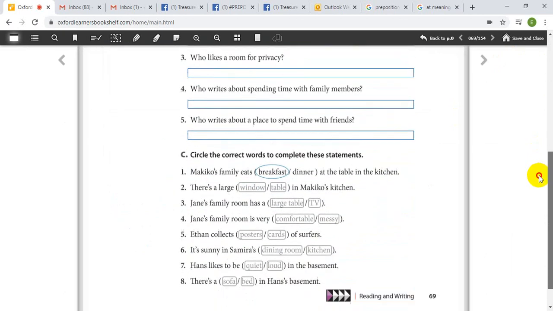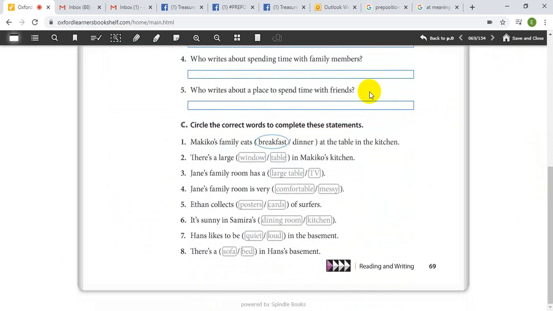Now let's go to activity C, page 69. You have to circle the words to complete these statements. Now you have to choose the correct answer, and you have to circle it. So again, because you've already read the web post, I'm just going to give you 3 minutes. The best part is to look for the keywords.